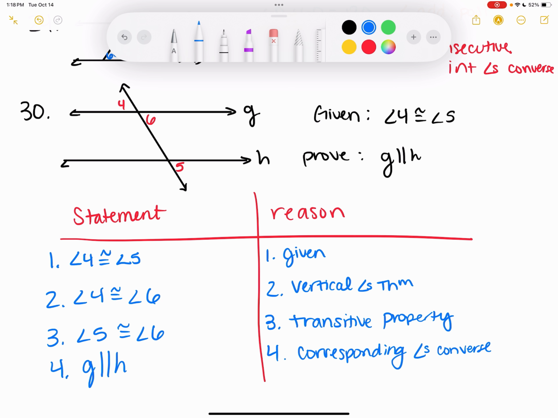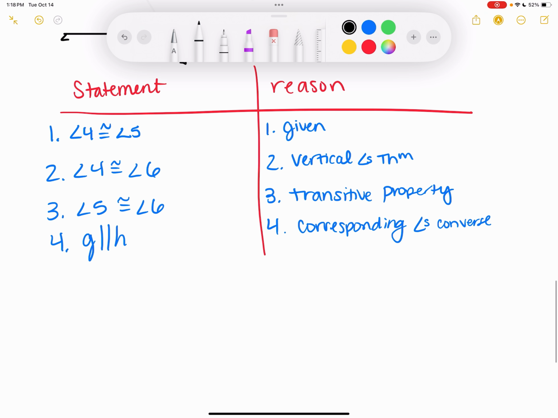All right, the next thing here, I have one problem left. Can you wait? Okay. 34. We're given a diagram again. Or wait, sorry, that's K, not H. And transversal here.